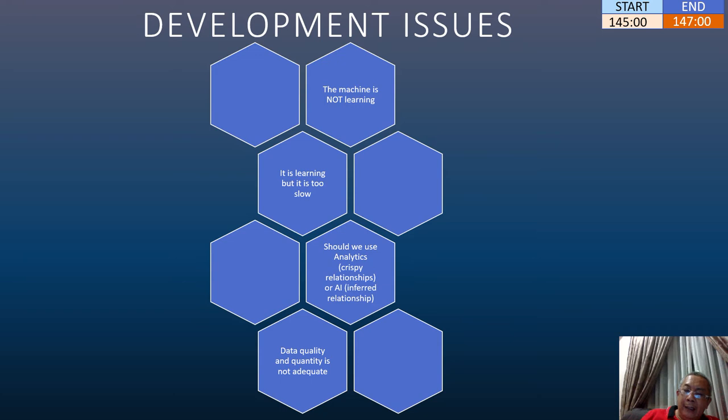And finally, another problem that we have is normally the data quality. This is very normal. Data quality and data quantity is not enough for us to train our machine. So what do we do in that situation? So we need to solve these development issues in the industry itself. Okay.